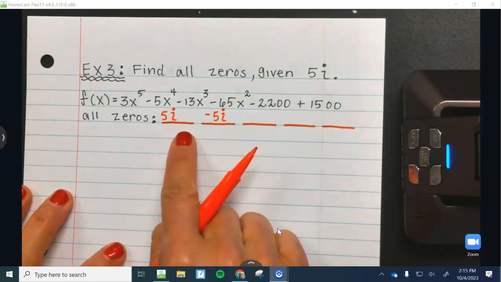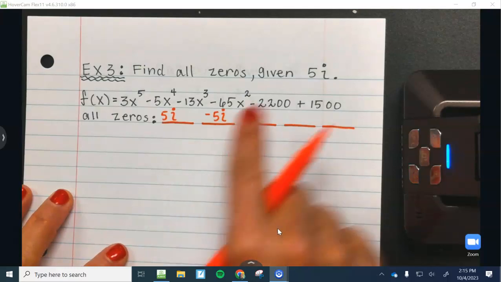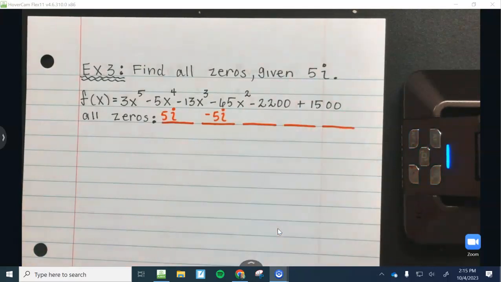I'm sorry? It was given to us. That's part of the instructions. I did not come up with that at all. Example 3 says find all zeros. Given a zero, here's a little zero to help you out. 5i is part of the printed instructions. You would have that on your paper. I did not come up with that, but I did come up with that. You good with that? Okay.